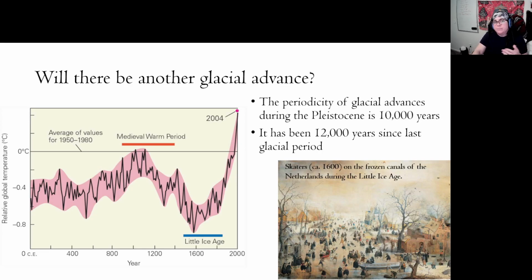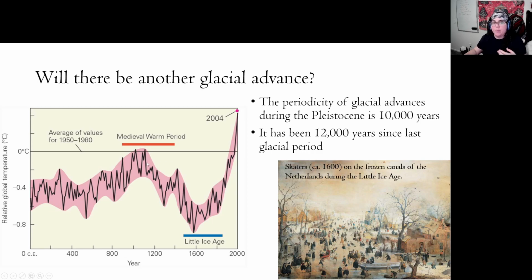So will there be another glacial advance? Looking at the periodicity of glacial and interglacial cycles during the Pleistocene, they occur every 10,000 years. And it has been 12,000 years since the last glacial period. So it's like, oh, are we going to get an ice age? So yes, no.